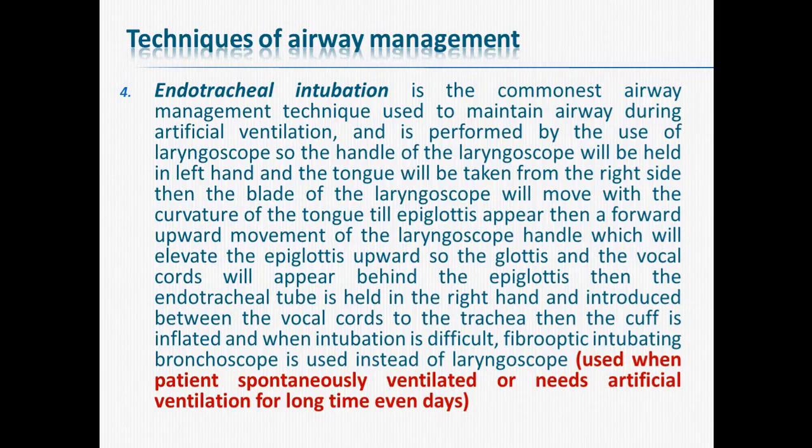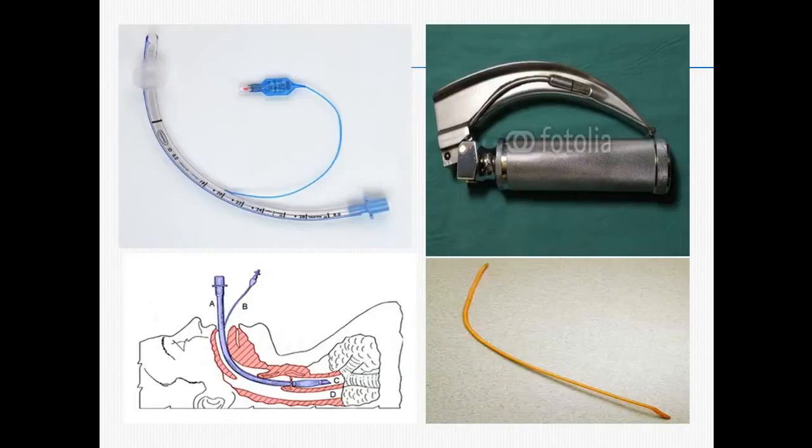Endotracheal intubation is used when the patient is spontaneously ventilated or needs artificial ventilation for a long time, even days. In this picture, we will see the endotracheal tube, laryngoscope, stylet, and the proper position of the endotracheal tube.